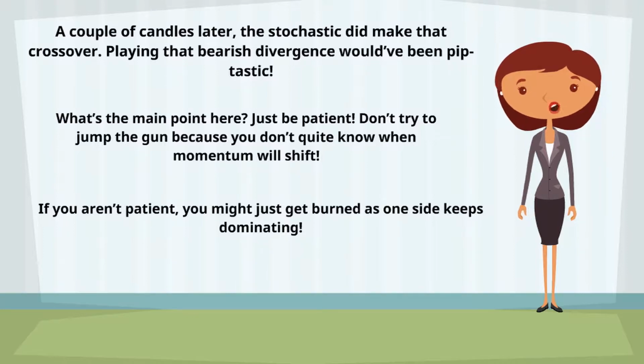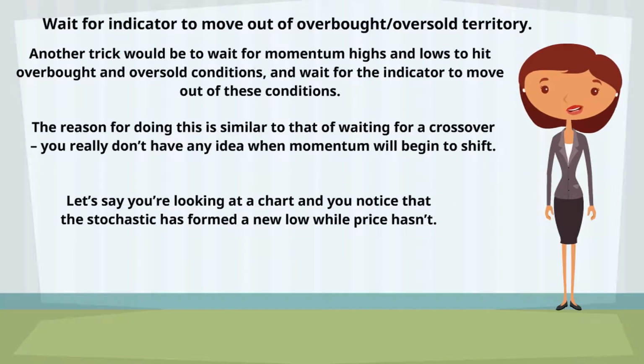What's the main point here? Just be patient. Don't try to jump the gun because you don't quite know when momentum will shift. If you aren't patient, you might just get burned as one side keeps dominating. Wait for the indicator to move out of overbought/oversold territory.